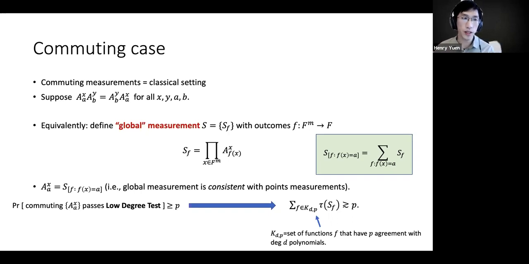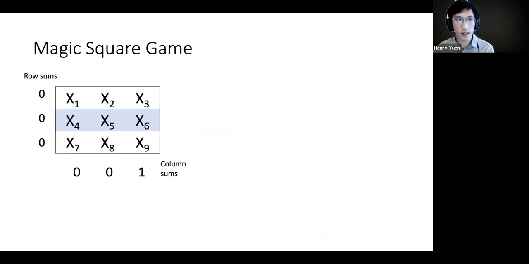But what happens when these measurements do not commute? Of course, that's the interesting setting. Let me give a simple illustration of how, when you have non-commuting measurements, there isn't necessarily an underlying global function that explains the outcomes. And so this takes me to something called the magic square game.